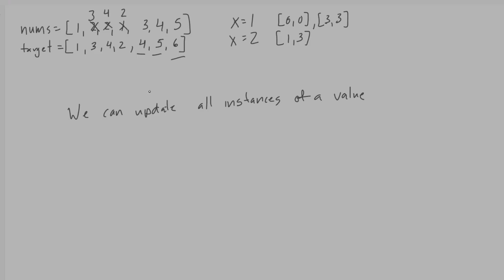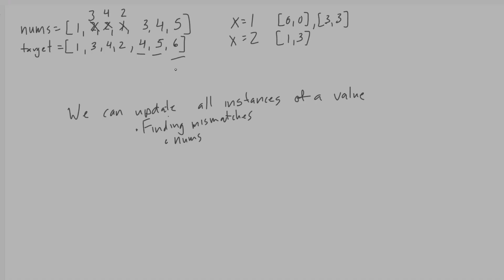So really what we could do is find the number of operations by first finding all the mismatches, right? So we're going to find all of the places where our nums and target do not equal. And then what we could do is say, well, I know I can update all of a certain value at one time. So let's say that I keep track of the nums values of places where there's a mismatch.